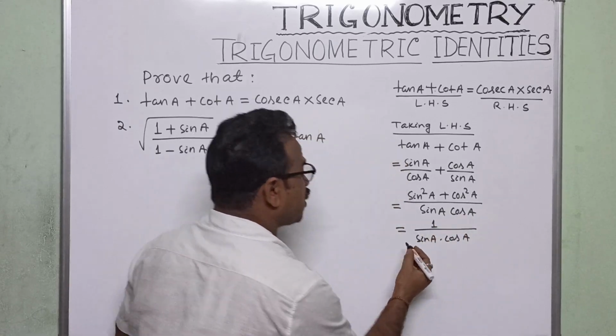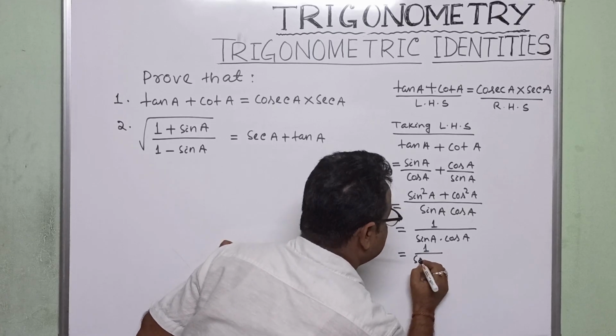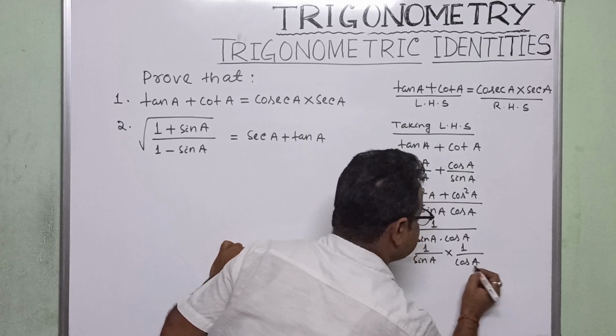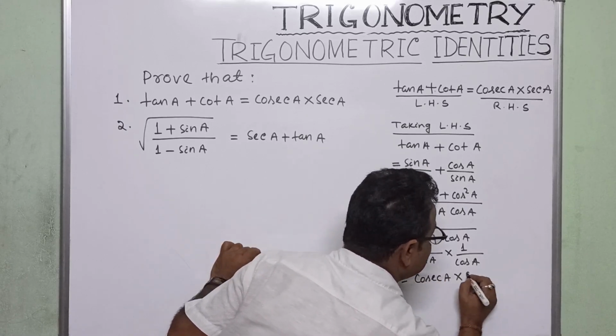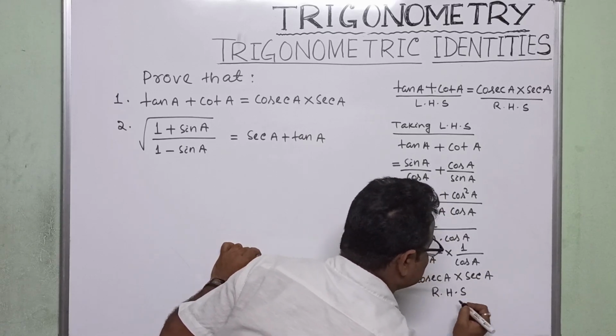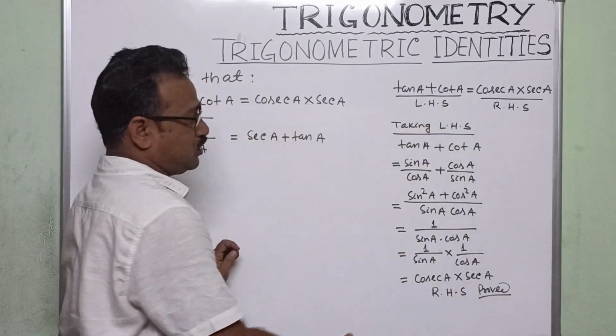So 1 by sin A into 1 by cos A, which is cosec A into sec A. So the right hand side is proved. Note it down.